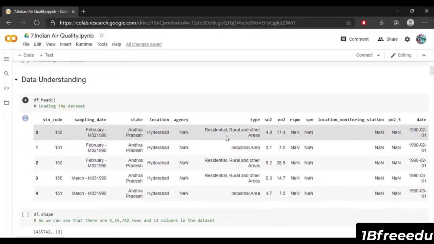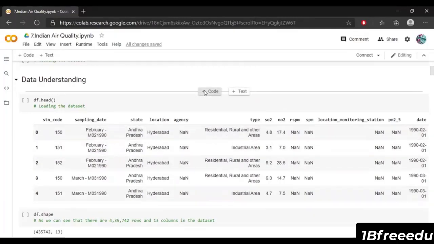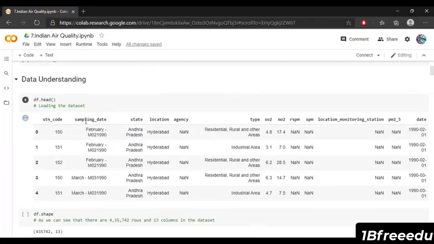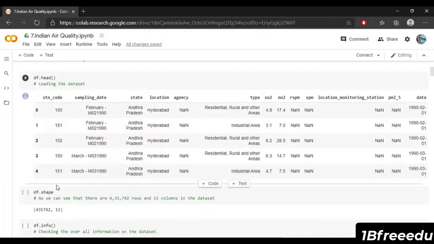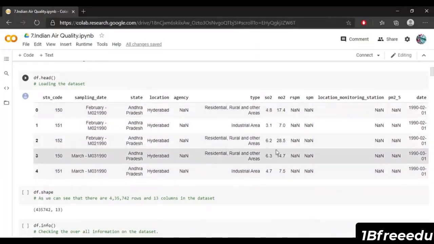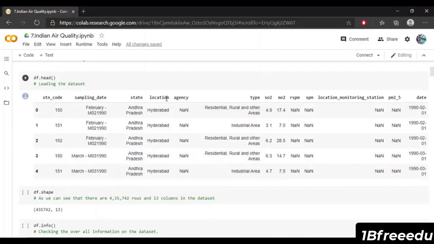And in order to understand this data, let us see what this data is all about. So let us go ahead and see the shape of the data set. And when we use df.shape, what it really does is that it will display the total number of rows and total number of columns present in this data set.